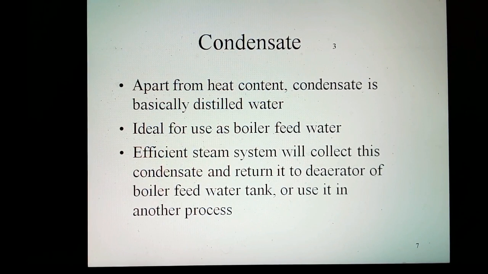As well as having heat content, the condensate is basically distilled water, which is ideal for use as boiler feed water. An efficient steam system will collect this condensate and either return it to a deaerator, the boiler feed tank, or use it in another process.